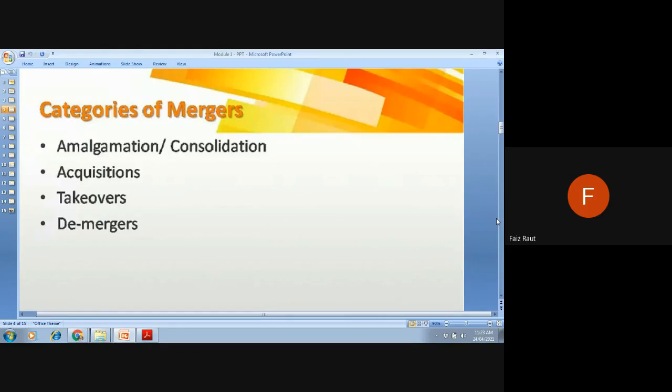So Myntra also existed, Flipkart also existed, but under the control of Flipkart. Okay, Myntra was under the control of Flipkart. And the owners of Myntra had totally sold off their businesses. So that was the acquisition.